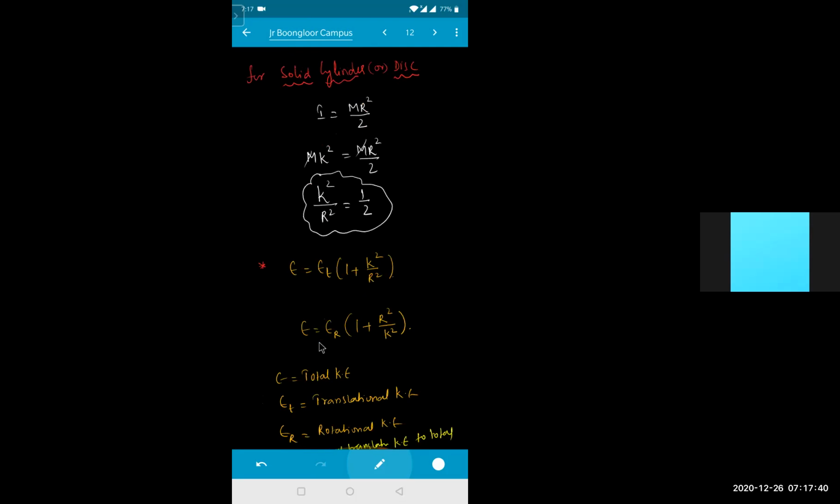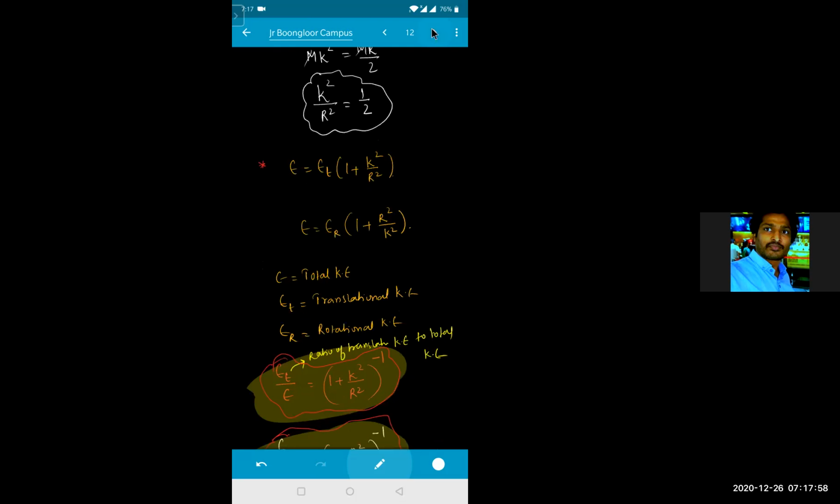That means the total energy I can write as what? E_T into 1 plus k square by r square, or E is equal to E_R into 1 plus r square by k square. Translation and rotation, just reverse. E is your total energy, E_T is your translational kinetic energy and E_R is your rotational kinetic energy. E_T by E, that will become 1 plus k square by r square to the power of -1.